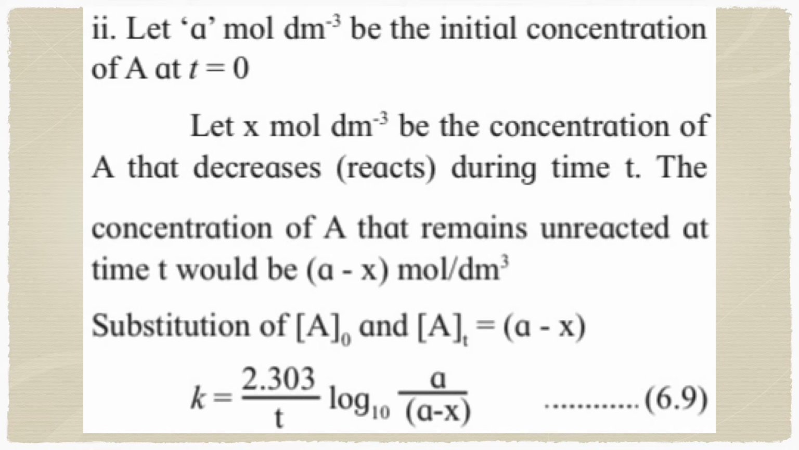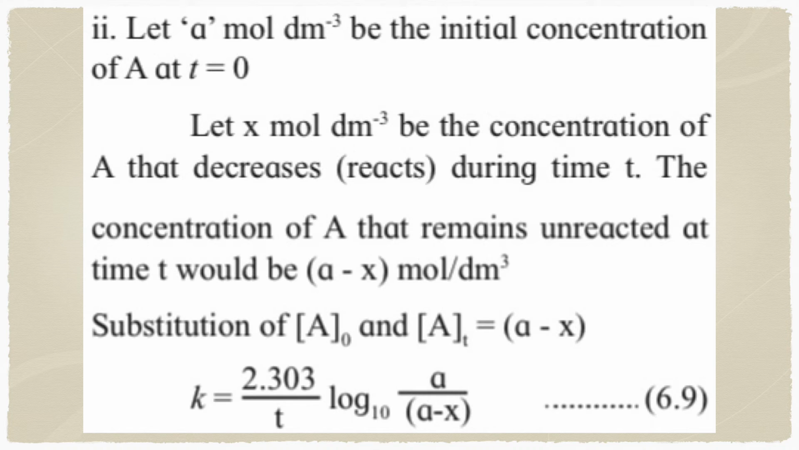Hopefully you understood: the initial concentration of A is small a mole per liter, or you can write it as mol per dm³. How much is getting reacted? x mol per dm³ is getting reacted. So the final concentration will be the total, which was a, minus how much is getting reacted. So it is a − x that will be the amount which is left unreacted.